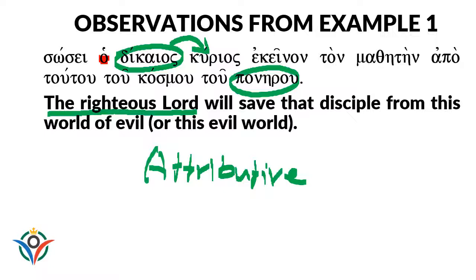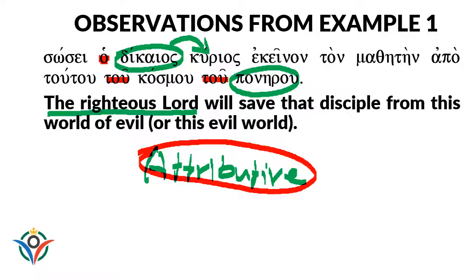And then our second adjective is paneiru, which means evil. And there, as you can see, it's also standing in the attributive position. The article, however, comes in front of the noun as well as the adjective, right? So it also stands in the attributive position. So paneiru is modifying kosmu. So we can translate this as the world of evil, or perhaps better, evil world, right? Because of the attributive position that it's standing in.